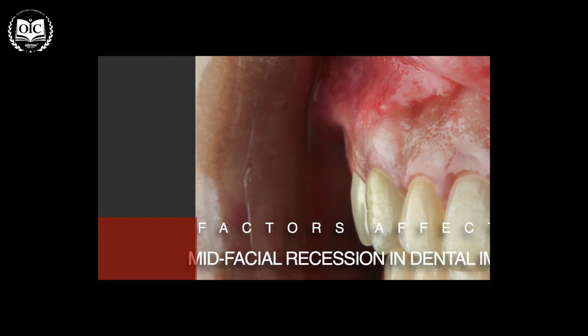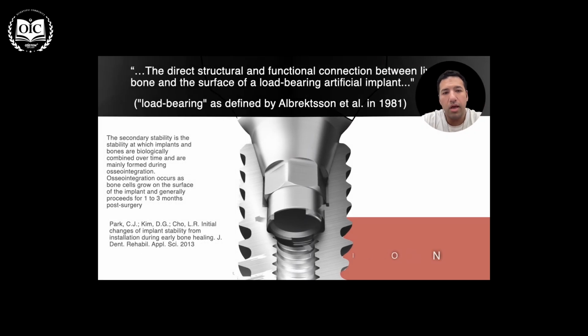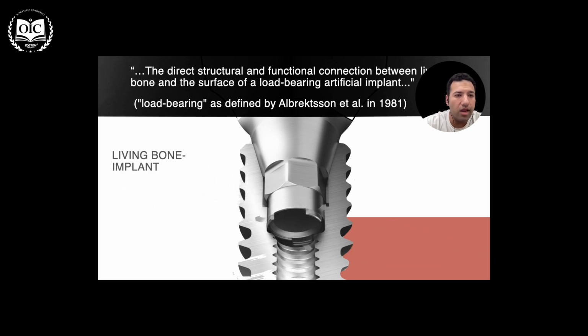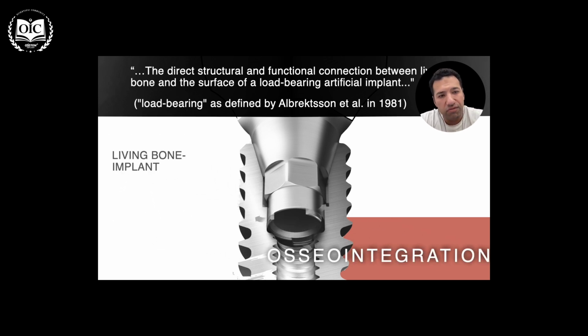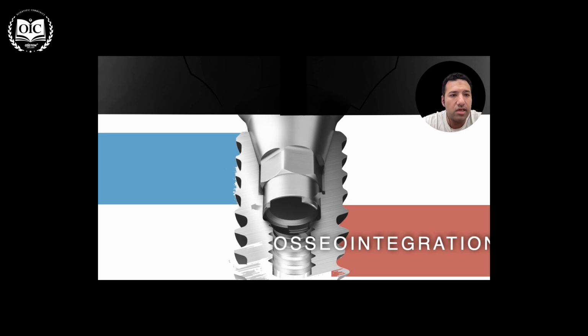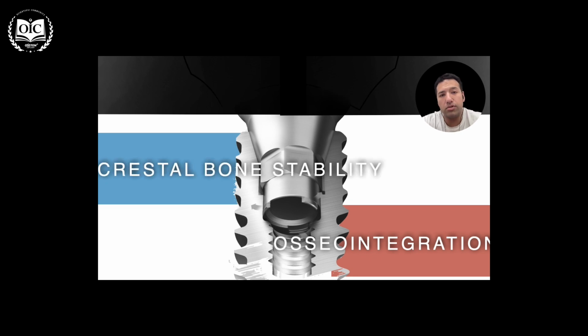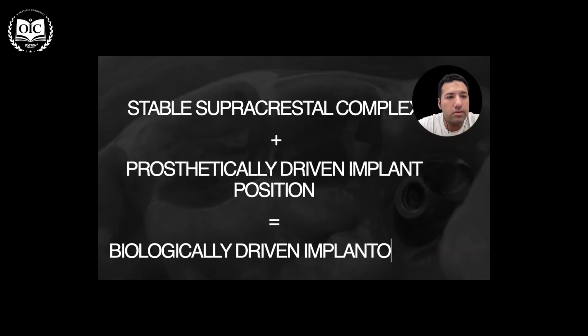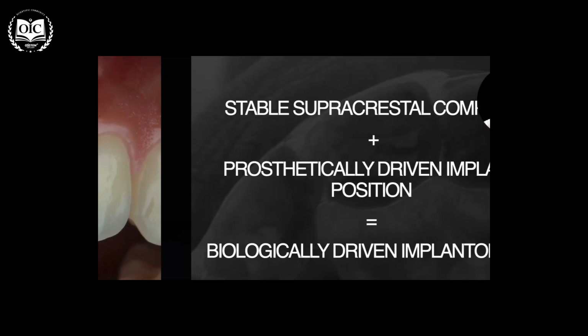In the old days, we only used to think about osseointegration of the implant into the bone. How much bone is attached to the implant? Then we started thinking in a different way. With the years, we started seeing crestal bone loss. Then crestal bone loss took the attention as a phenomenon. Why does it happen? Eventually, a stable supracrestal complex will have less bone loss with the years. And a prosthetically driven implant, together with a stable supracrestal complex, will yield a biologically driven implant therapy.